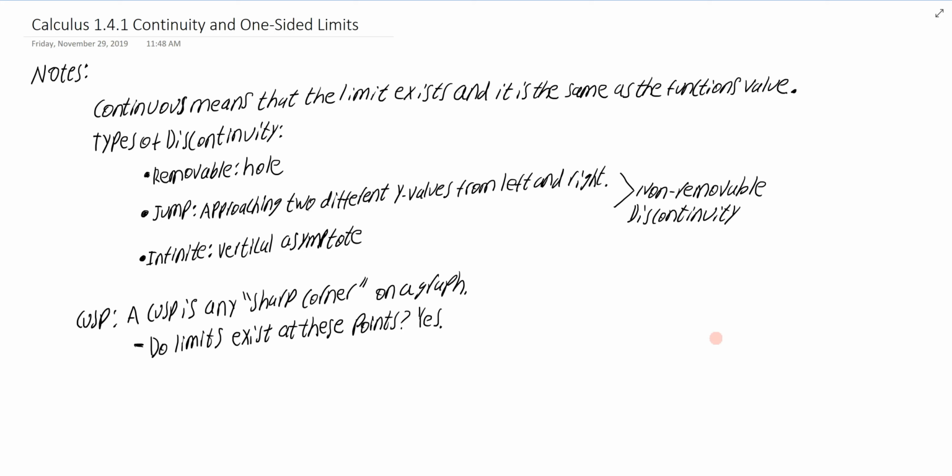Hey guys, it's Malta here, and in today's video, we're going to learn how to evaluate a one-sided limit, along with identifying some of the similarities and differences that a one-sided limit has when compared to a standard or normal limit. So without any further ado, let's get into it.